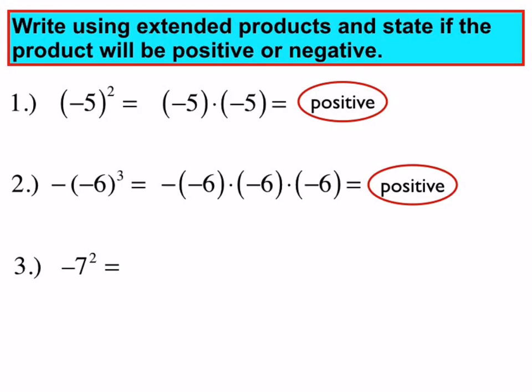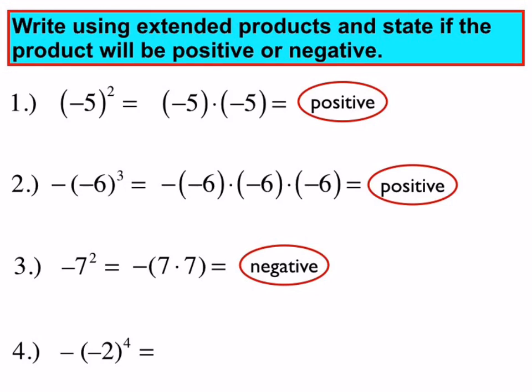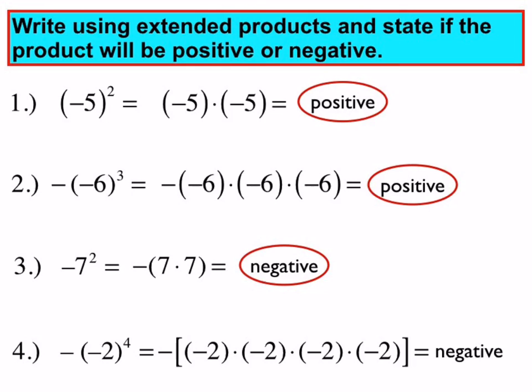All right, number 3 clearly is negative. That's one of the big ideas from yesterday. The opposite of 7 squared is negative 49, so that is negative. And then number 4, similar to number 2, but you have to pay attention to what is happening right here. That is positive 16, and the opposite of positive 16 is negative 16, so that product would be negative.